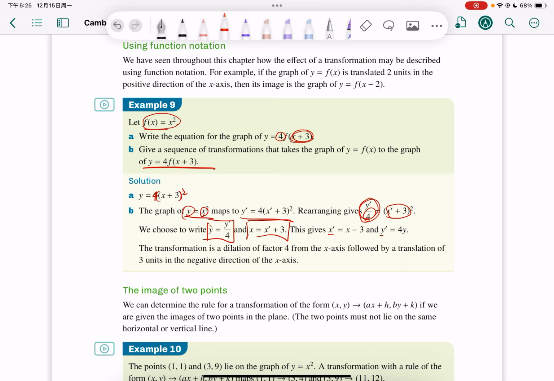That is a dilation of 4 on the x, because we're in the y function. And when talking about translation, it's about the function itself. So in this one, it's about x. So translation of 3 units in the negative direction of the x-axis.